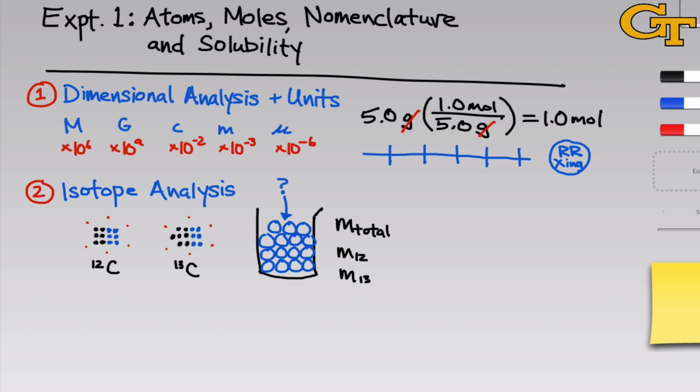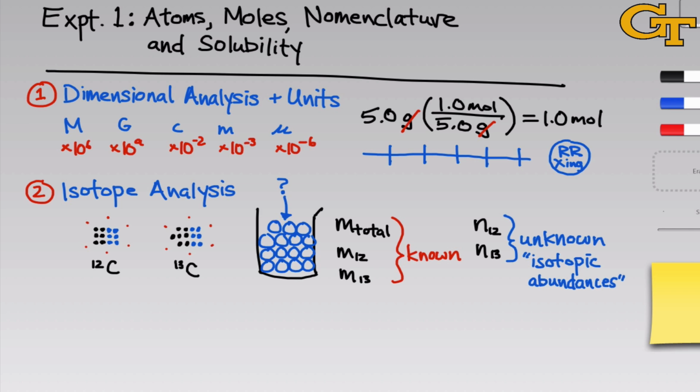So if we measure the total mass of the sample, and we know, because we understand the composition of each type of atom, the individual masses of the carbon 12 and carbon 13 isotopes. If these are known, then we can figure out these unknown numbers of carbon 12 and carbon 13 atoms, what I've labeled as N12 and N13. These are unknown, and we can think of these as isotopic abundances. In the laboratory, you'll use pennies for this. Pennies made before 1982 have a different mass from those made after 1982, and so there's a nice analogy here to isotopes.